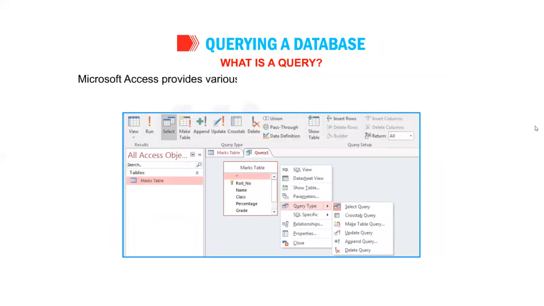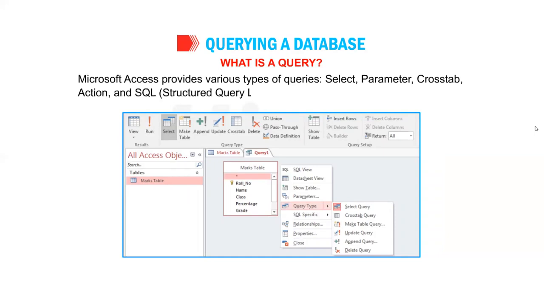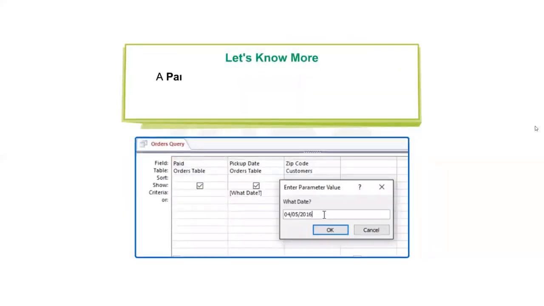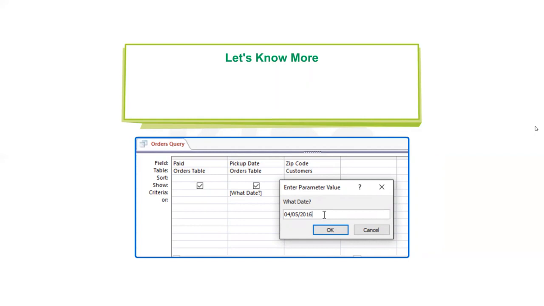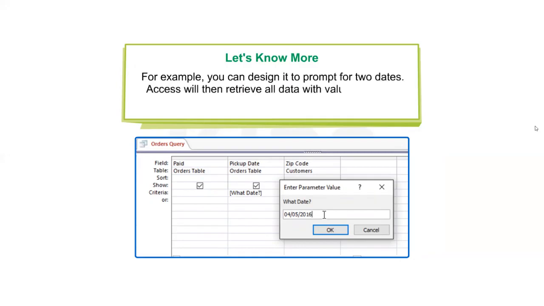Microsoft Access provides various types of queries: select, parameter, crosstab, action, and SQL, structured query language, query. Students note, a parameter query is a type of select query that prompts you for input before it runs. The query then uses your input as criteria that controls the results. For example, you can design it to prompt for 2 dates. Access will then retrieve all data with values between the specified two dates.